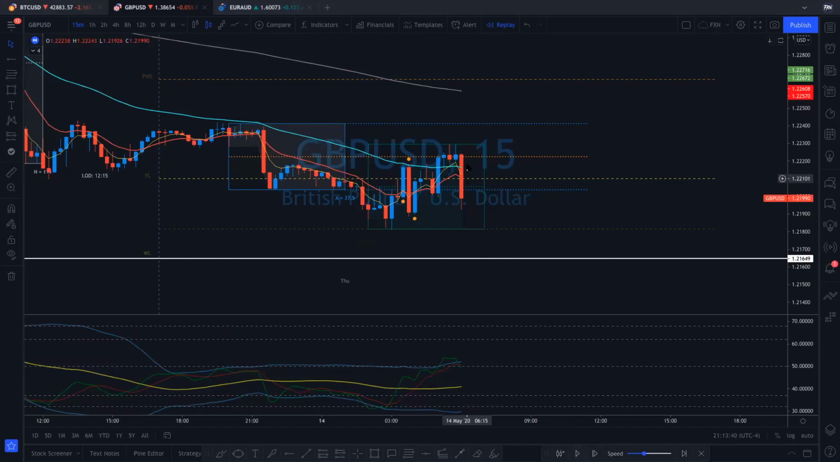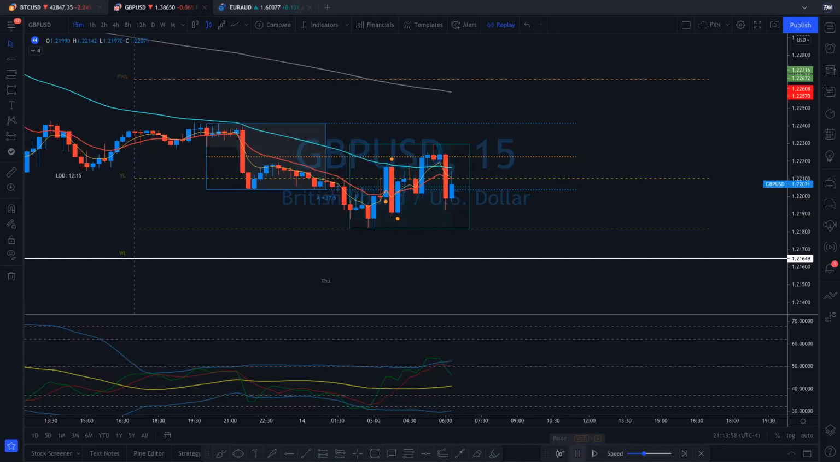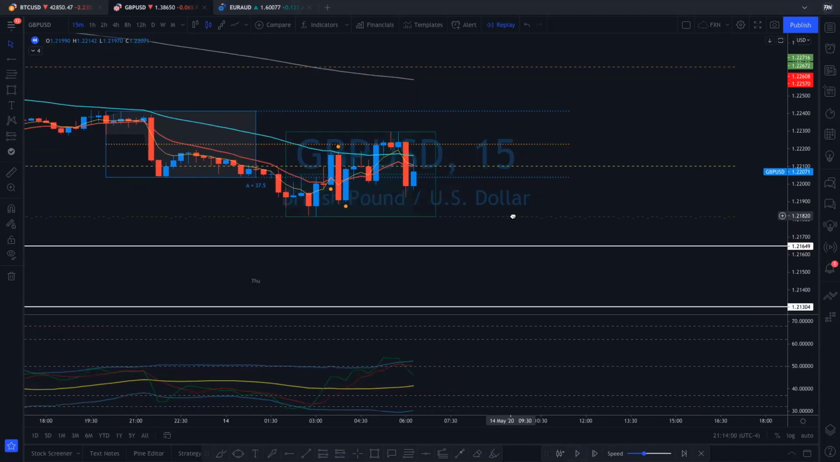Boom. I can't make this up. Oh my god. That's a big red candle. Oh, pullback. That's a pullback. I don't know if that pullback's big enough though.